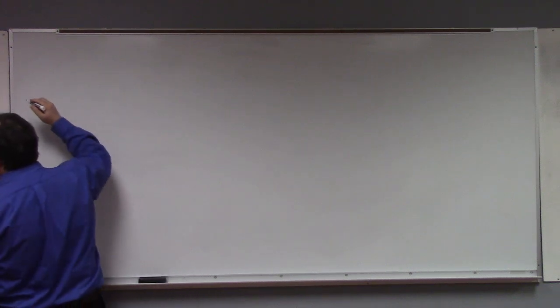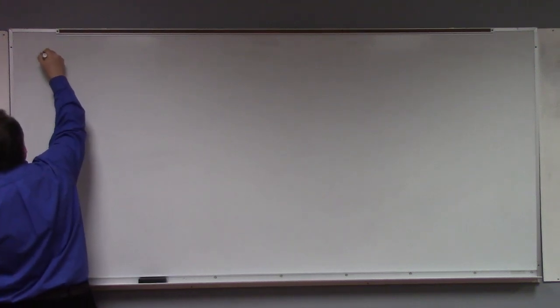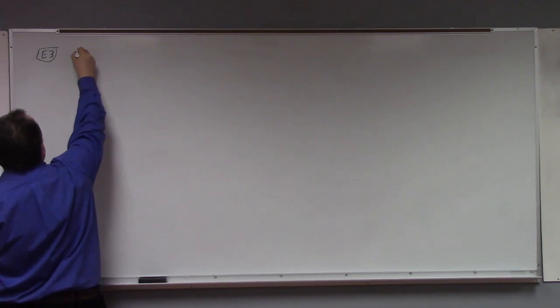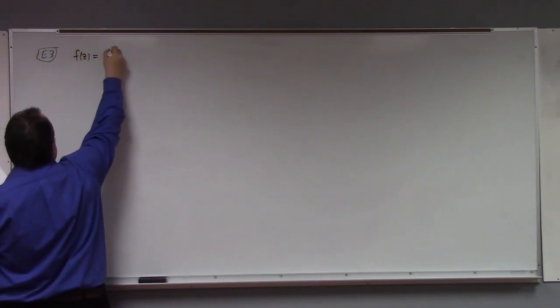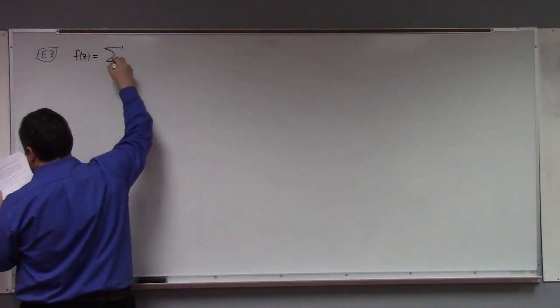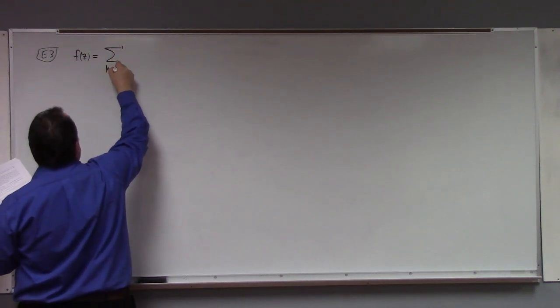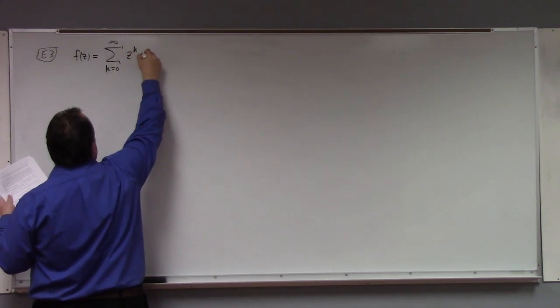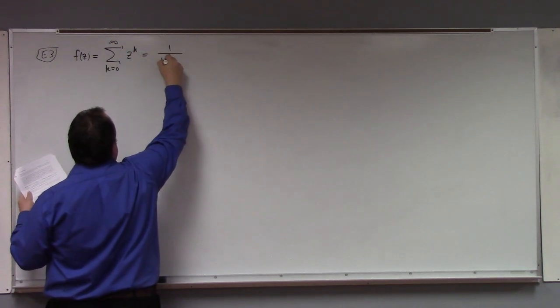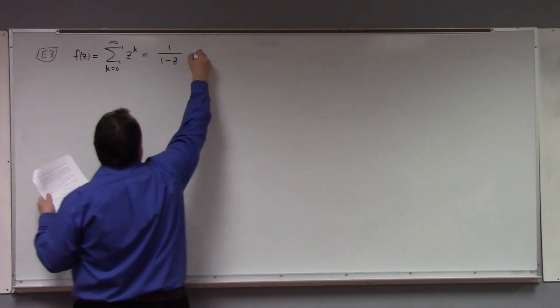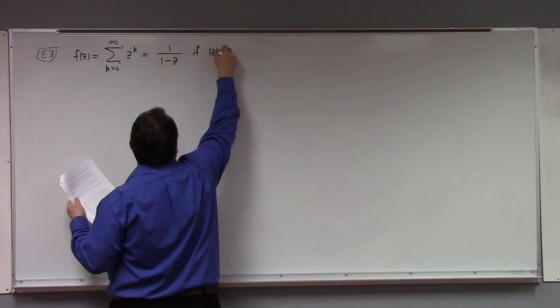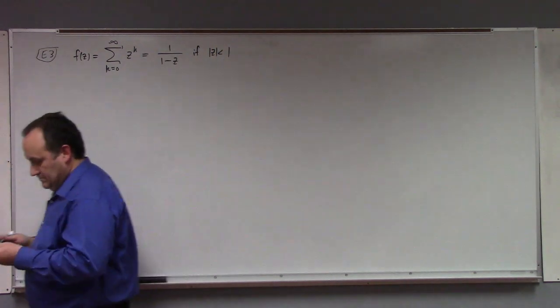Let's see. Try to do a lot of examples today. Example 3, geometric series, right? f(z) equals the sum k equals 0 to infinity of z^k, right? Remember how this works out? This works out to 1 over 1 minus z for what? If the modulus of z is less than 1. We worked that out, right? Remember?